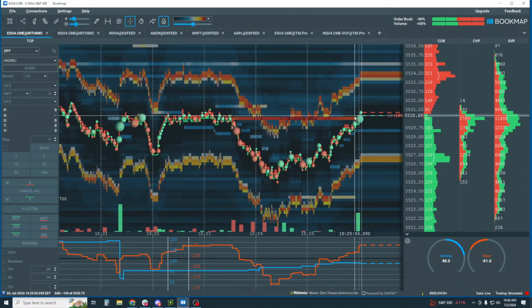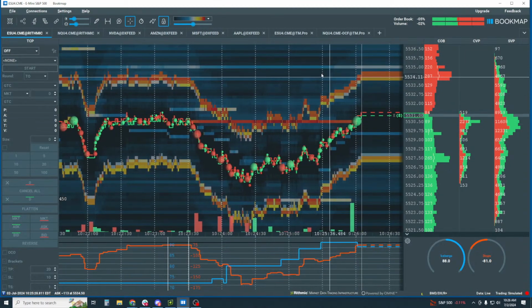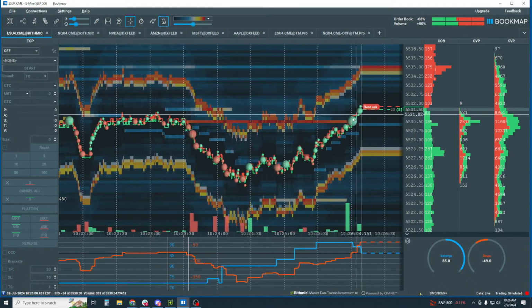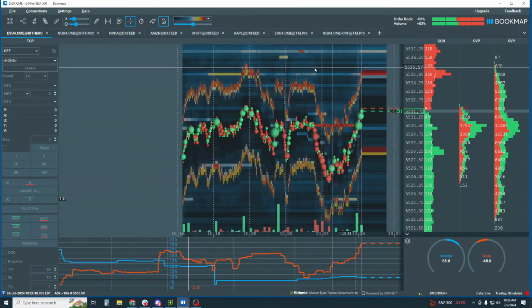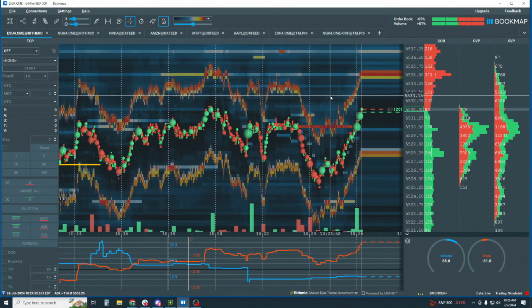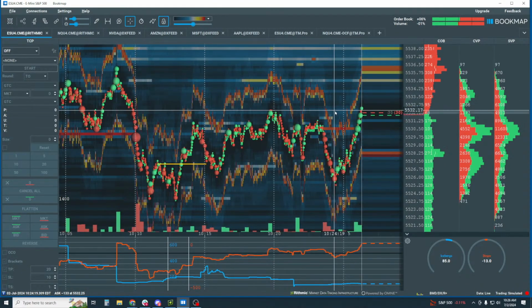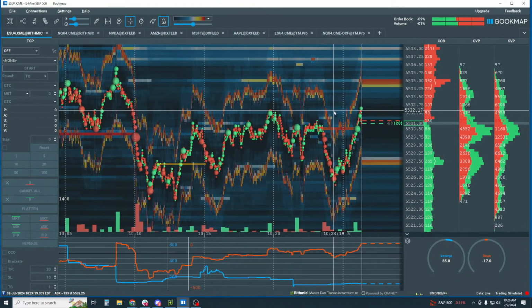Okay, so there's some high liquidity right there at 30, or 30 and a half, that just transacted. Okay, following the NQ as well. Okay, backed up to the swing.